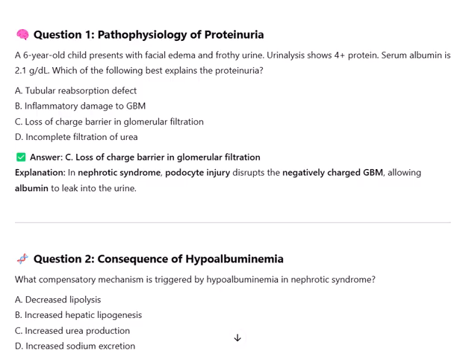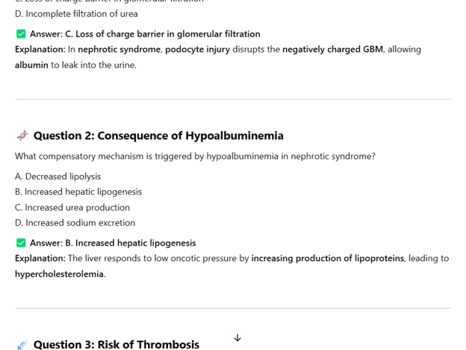Question 2. Consequence of hypoalbuminemia. What compensatory mechanism is triggered by hypoalbuminemia in nephrotic syndrome? A. Decreased lipolysis. B. Increased hepatic lipogenesis. C. Increased urea production. D. Increased sodium excretion.